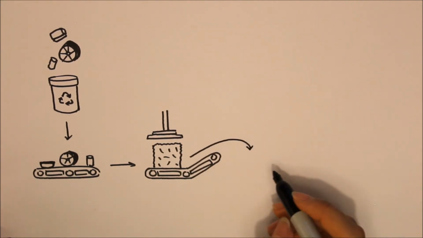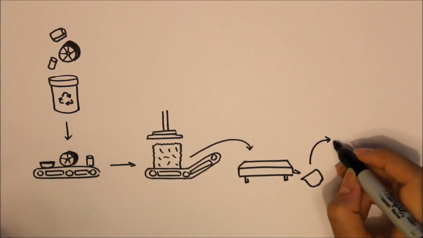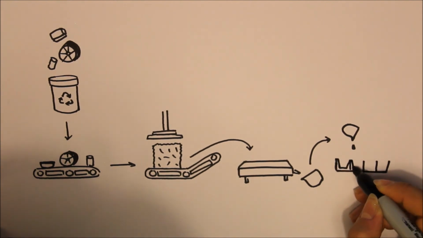The scrap is then turned into molten form by high temperatures. And in the last step, the molten aluminum is shaped into ingots at 700 degrees Celsius.